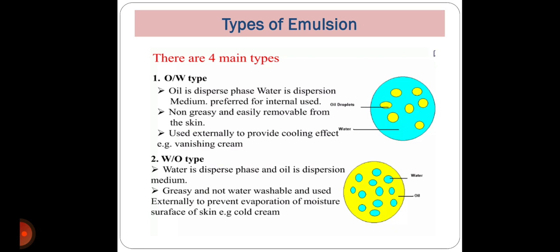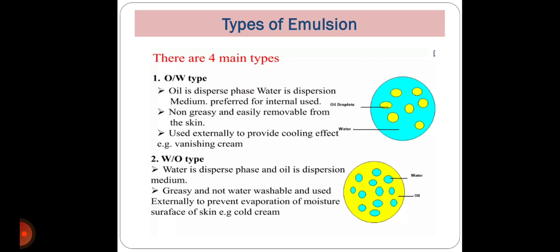Types of emulsion. So there are four types. O by W, as I said, O by W means oil in water type. Oil is the dispersed phase, water is the dispersion medium. Means oil is present in a lesser quantity while water will be present in higher quantity. Preferred for internal use. Non-greasy and easily removable from the skin.